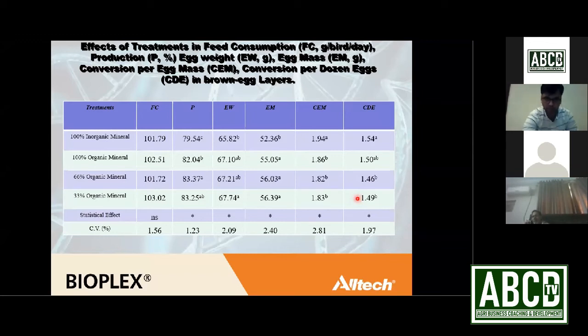You really need very low levels of minerals, of course, but you want to provide it in a highly available form. And this is the reason why organic minerals will help you. So this was some production data.